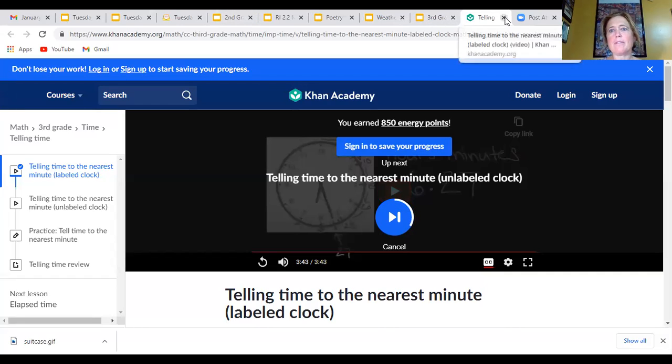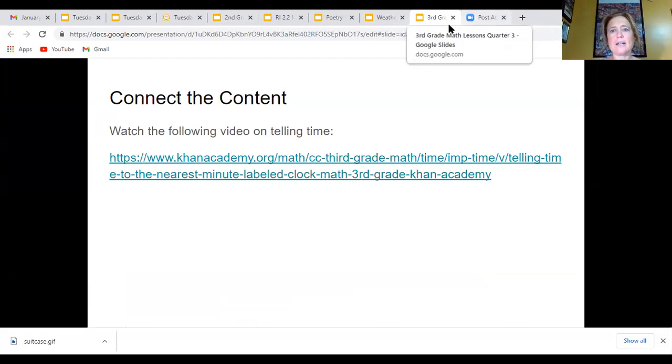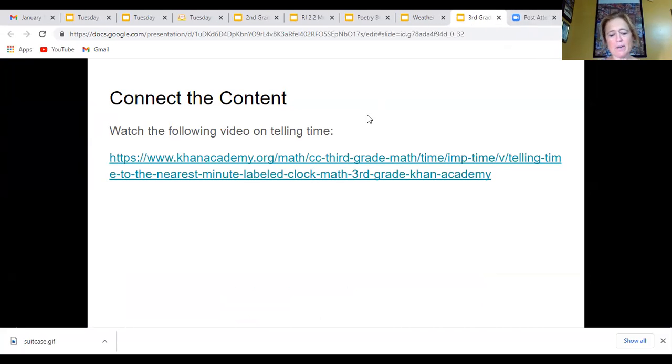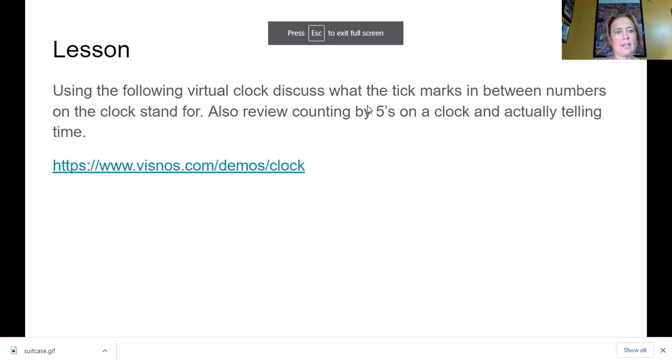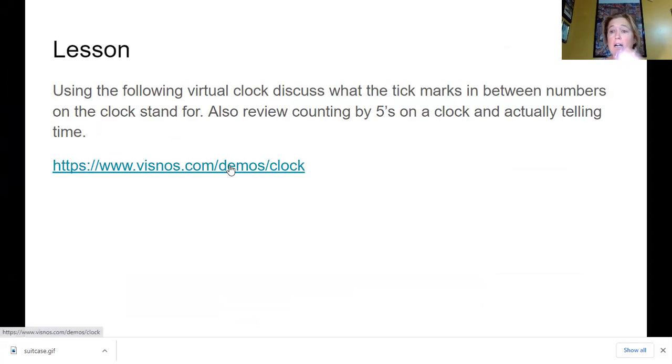Okay, so that's just a review on telling time and a little bit of help on how to count those tick marks between the larger numbers. So today I am going to give you some examples using this clock. And then during our lessons today for Zoom, we're going to review that.